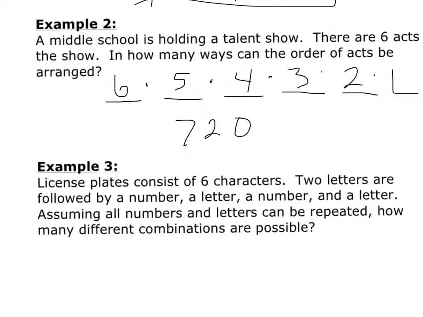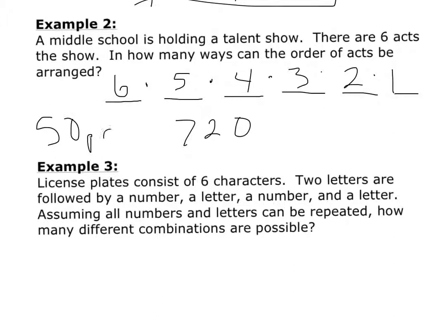Now, it's not so hard to multiply 6 times 5 times 4 times 3 times 2 times 1 together, but let's say you had a huge talent show and you had 50 acts. Well, that would be really annoying to type in 50 times 49 times 48 all the way down to times 1. Okay, there is a way that you can do that more quickly.